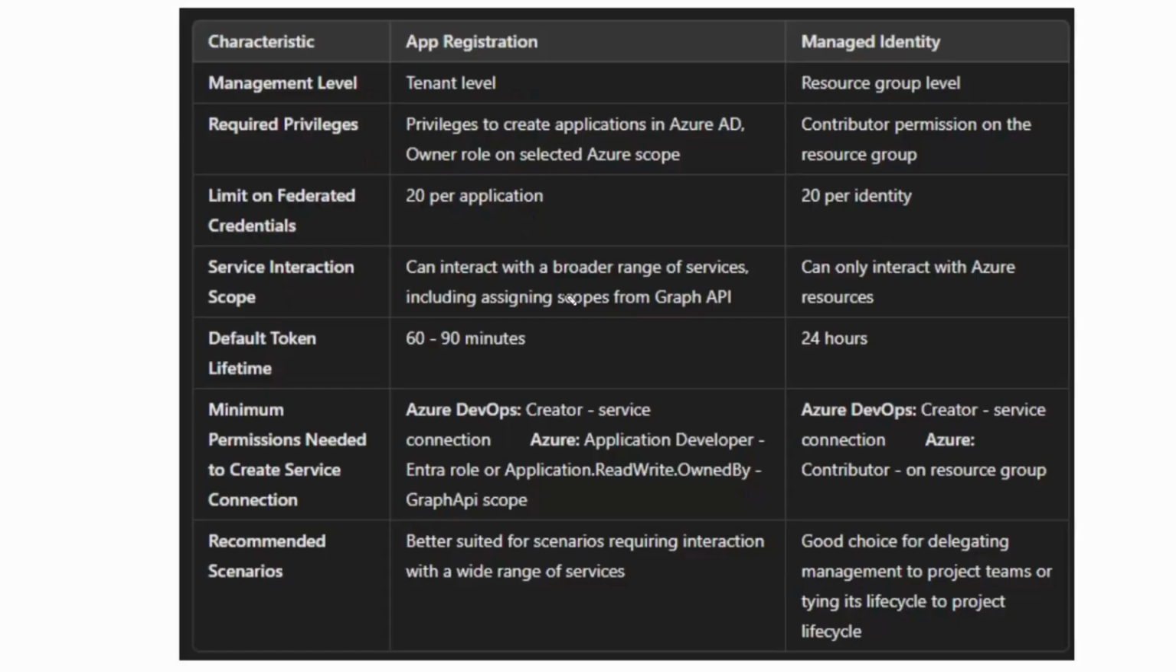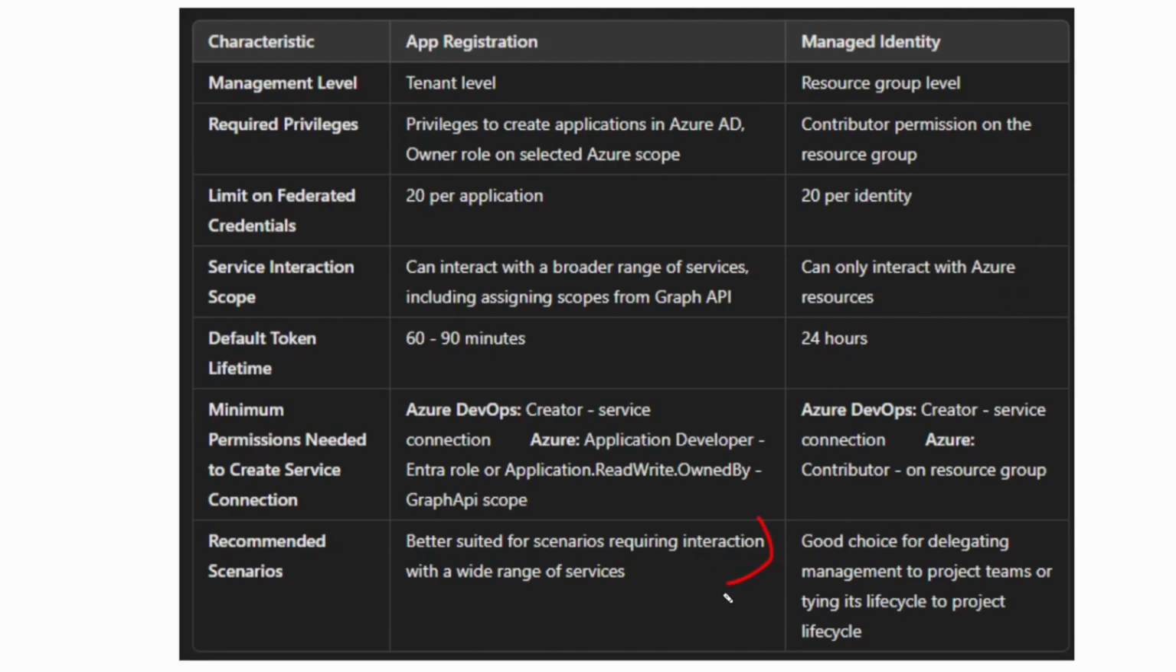If for any reason you can't use app registration in your context, you can opt for Managed Identities. Each method has its own advantages. Here is a comparison table. For example, with app registrations, we are operating at the tenant level and can add scopes like Graph APIs. With Managed Identities, we are at the resource group level and can only interact with Azure resources.